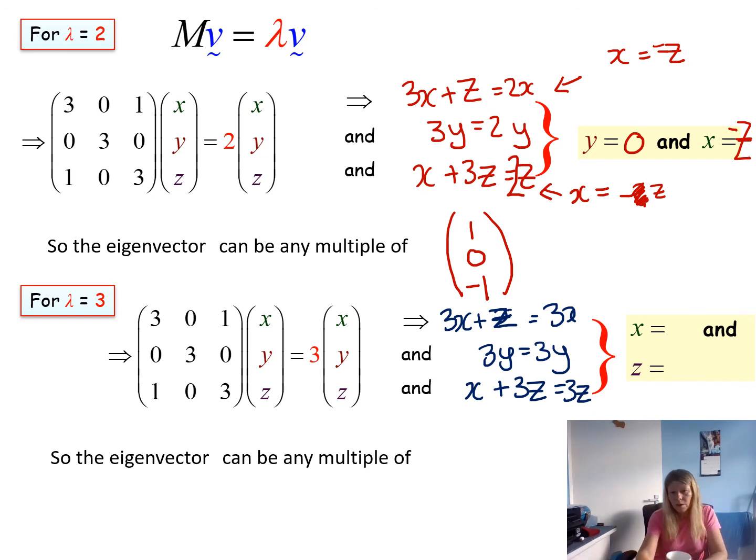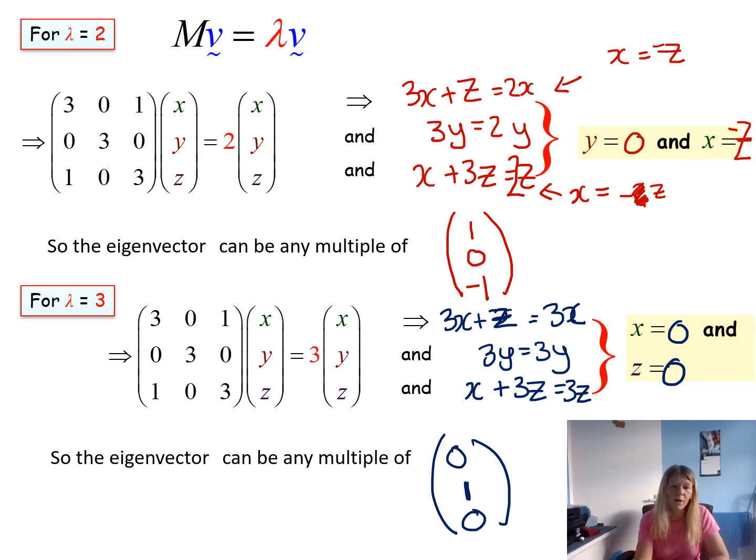Solving these other two, take them to the top one. That over that just gives me z is 0. And the bottom one, take that over that, gives me x is 0. So this time, y can be what it wants. I'll pick 1, but you can pick any number. And the other two, x and z, must be 0.